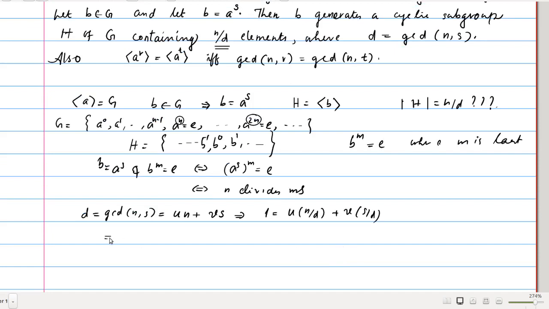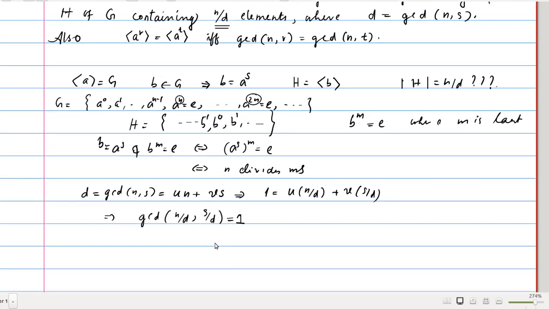Okay, which shows the GCD of these two numbers, n by d and s by d. This shows that GCD of n by d and s by d is 1, because 1 is the least positive integer as a linear combination of these. By definition, we can say that the GCD of these two numbers is equal to 1.